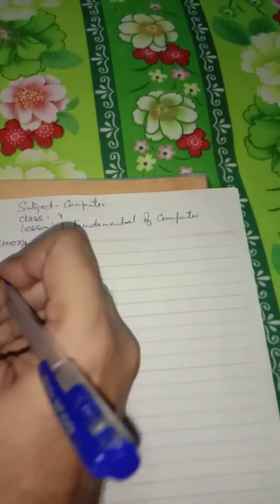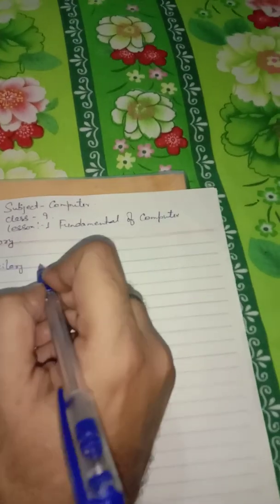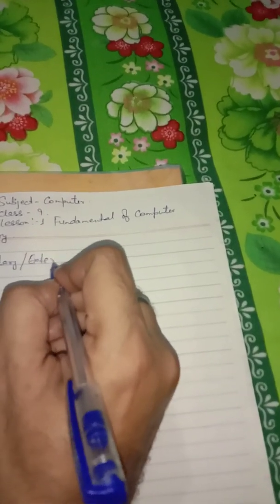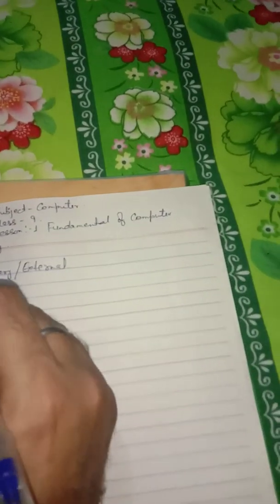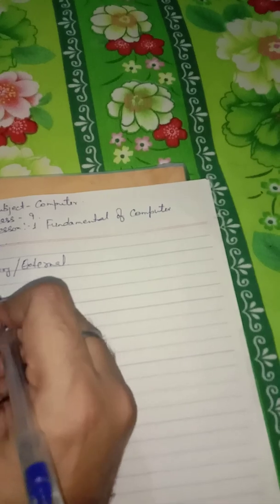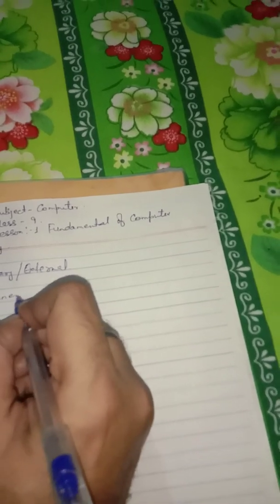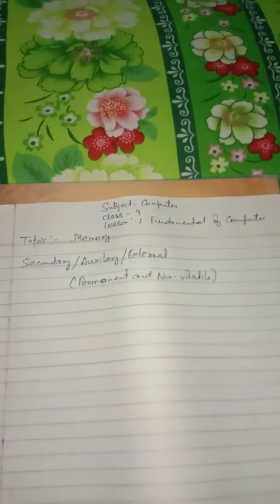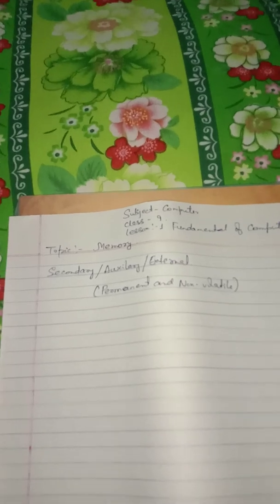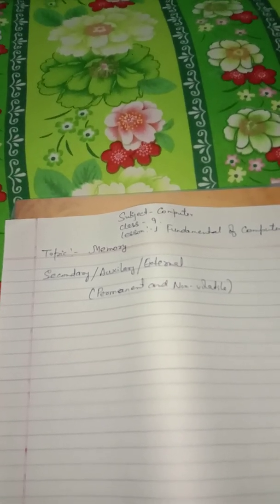The secondary memory is also known as auxiliary memory, or we can say external memory. It is one of the basic characteristics of secondary memory that it is permanent memory and also non-volatile. In the previous videos, I explained the difference between the volatile memory and the non-volatile memory. Here I am going to give a short recap of it.